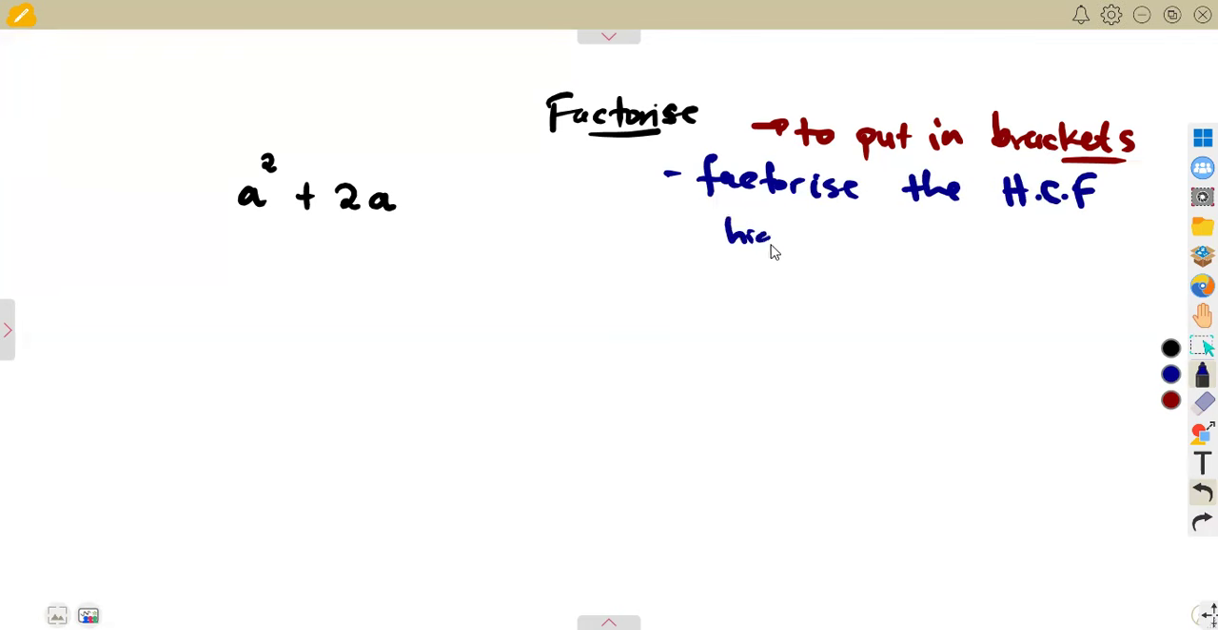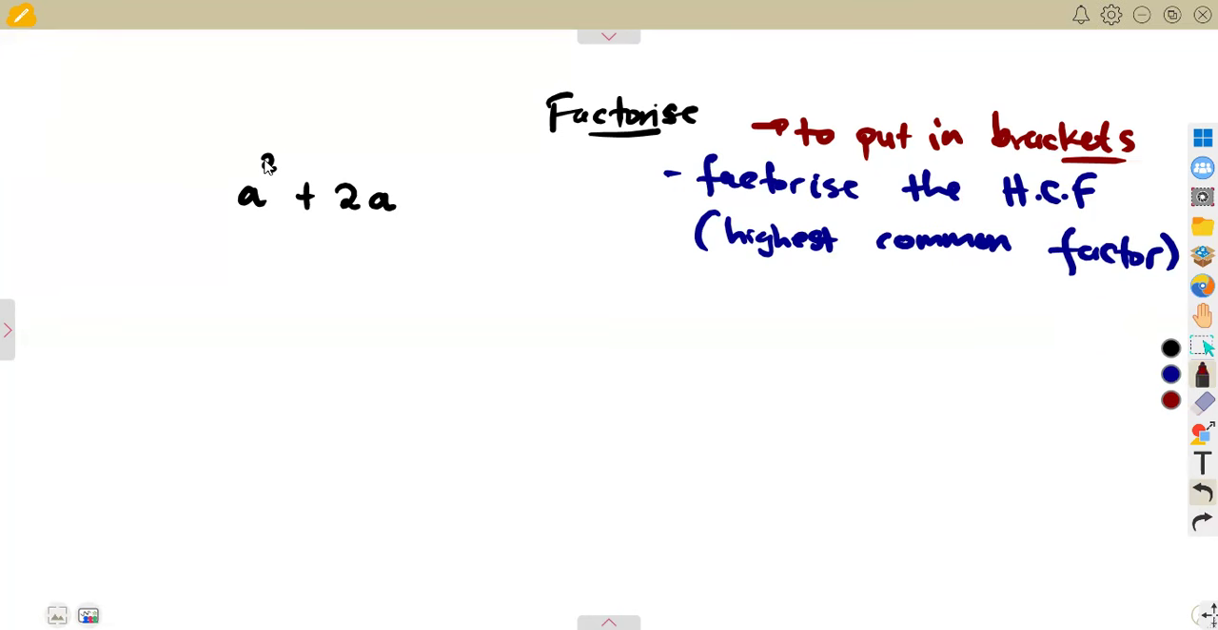This is the highest common factor, which you are going to factor out to factorize that. So I think by the time I'm talking about the highest common factor, you have something to recall from your grade 8, where you covered the highest common factor concept.